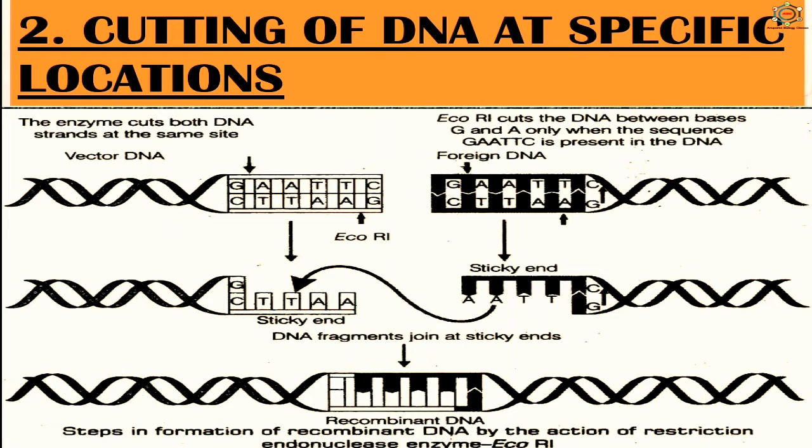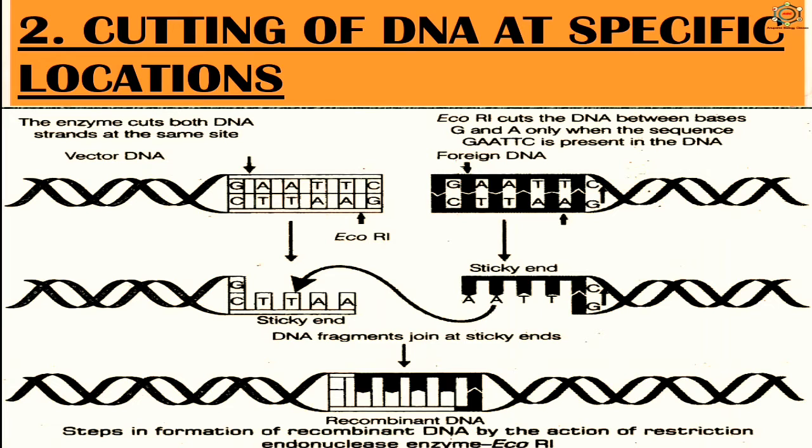The recombinant DNA, as stated earlier, is the DNA formed by combining DNAs from two different organisms. In this case, here you can see the enzyme cuts both DNA strands at the same site. That is, the first is vector DNA and the second is foreign DNA. So, the purified and cleaved DNA molecules, that is both the source DNA as well as the vector DNA, are mixed. More specifically, the cut-out gene of interest from the source DNA is mixed with the cut vector, that is having appropriate space.